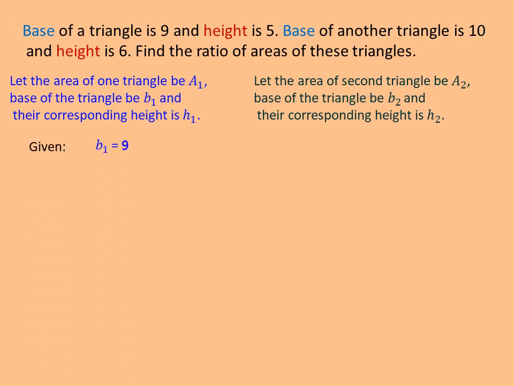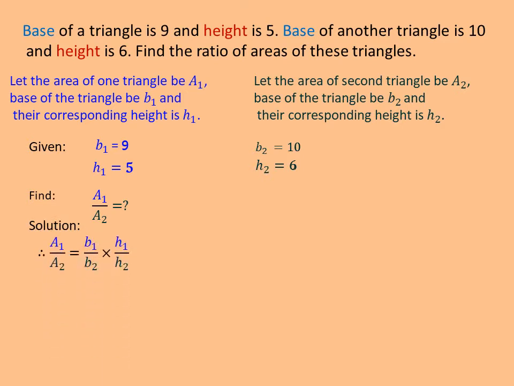Therefore, let us check what is B1 they have given. B1 means the base of triangle 1. So the base of triangle 1 is 9, height of triangle 1 is 5, base of triangle 2 is 10 and height is given 6. What do they want you to find? They want you to find out A1 upon A2, that is the ratio of area of triangle 1 to area of triangle 2. So A1 upon A2 equals question mark.